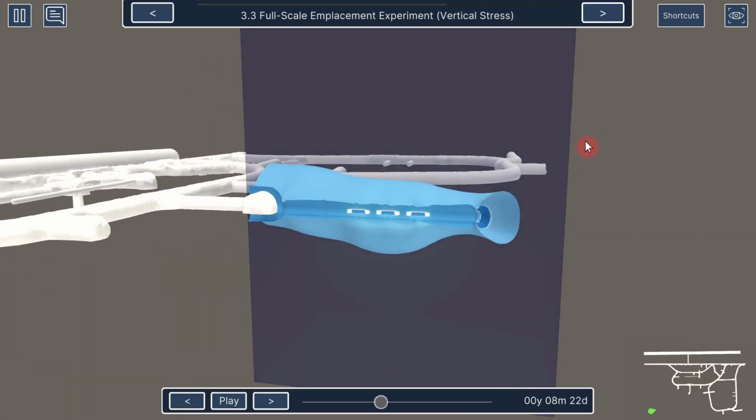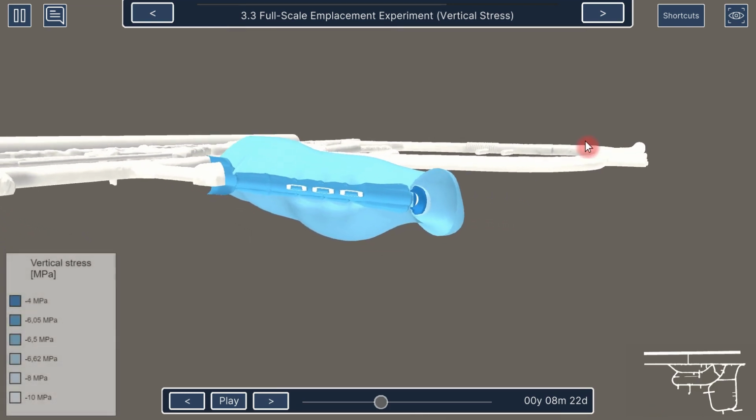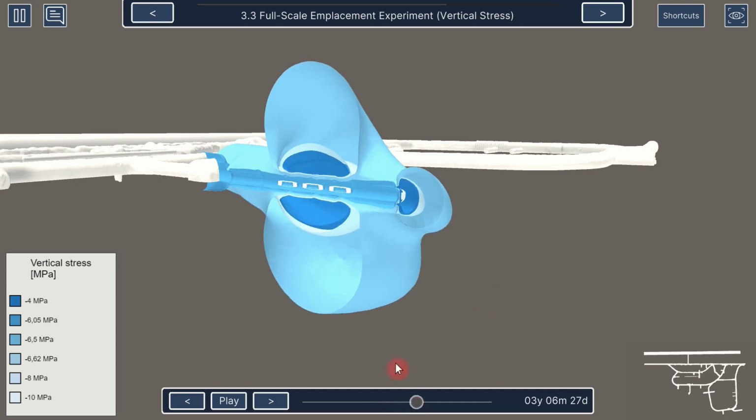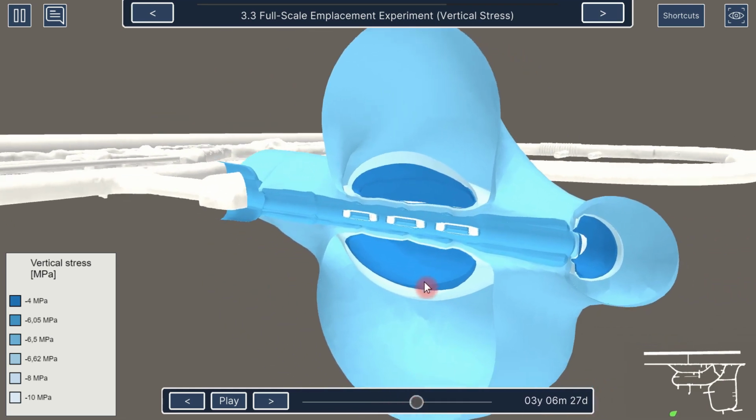The temperature induced by the heaters also affects other characteristics of the rock. Here you see the simulated vertical stress as contour surfaces. Use the same slider as before to select a time step of your choice.